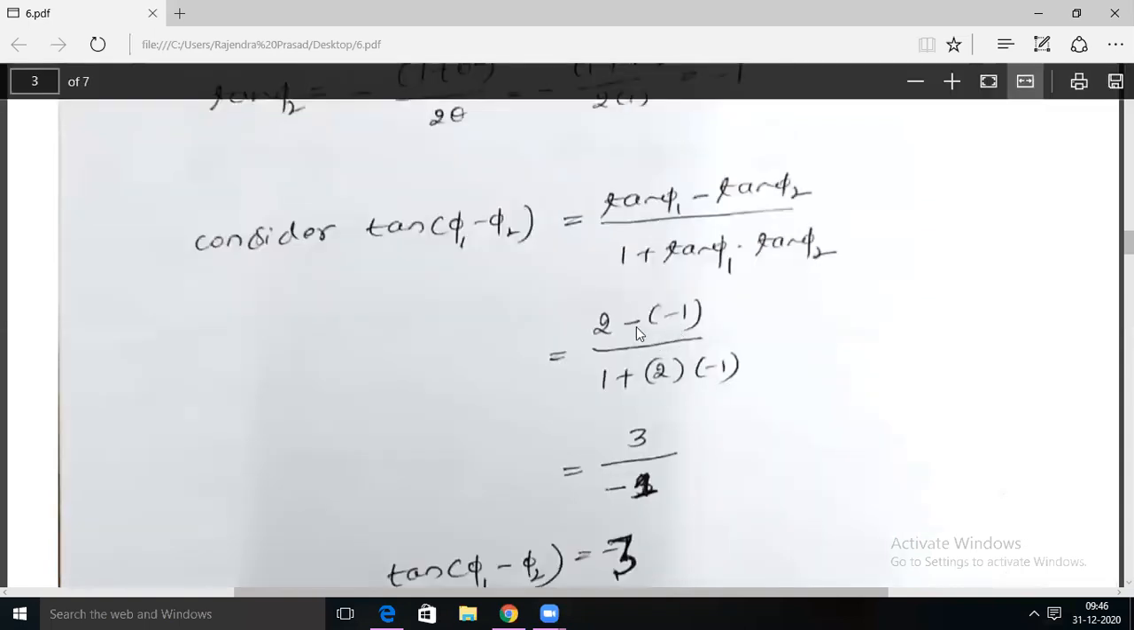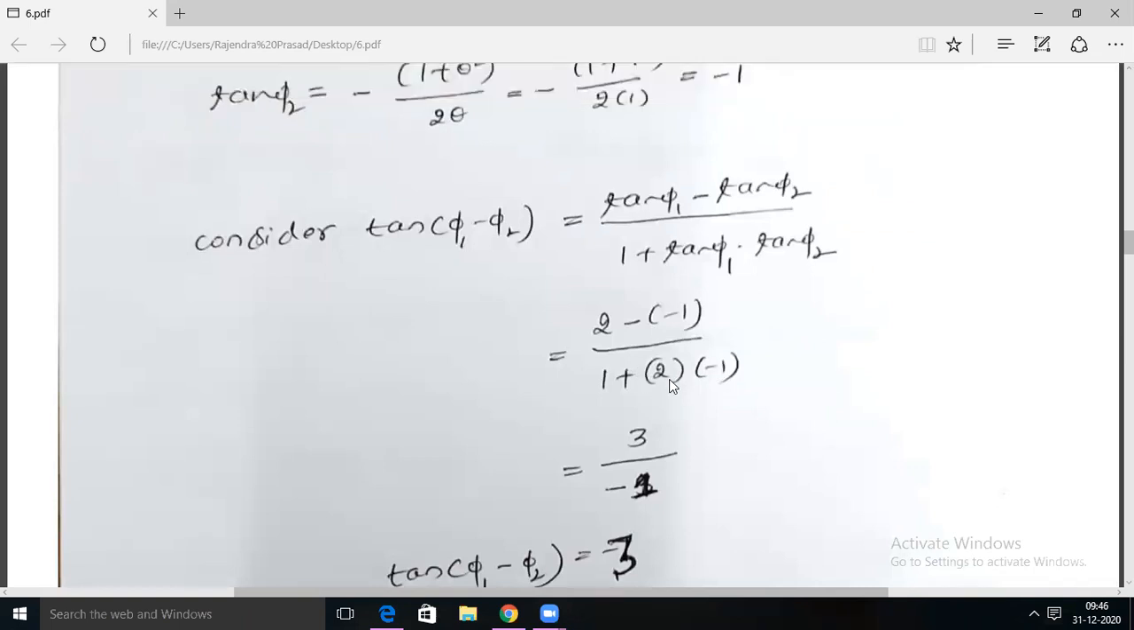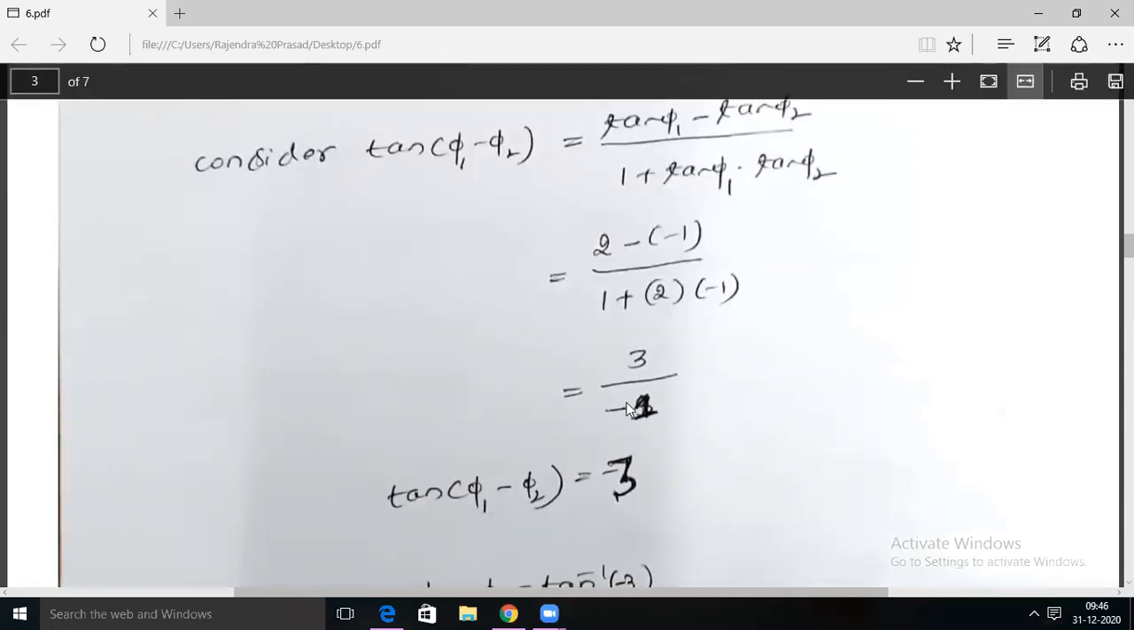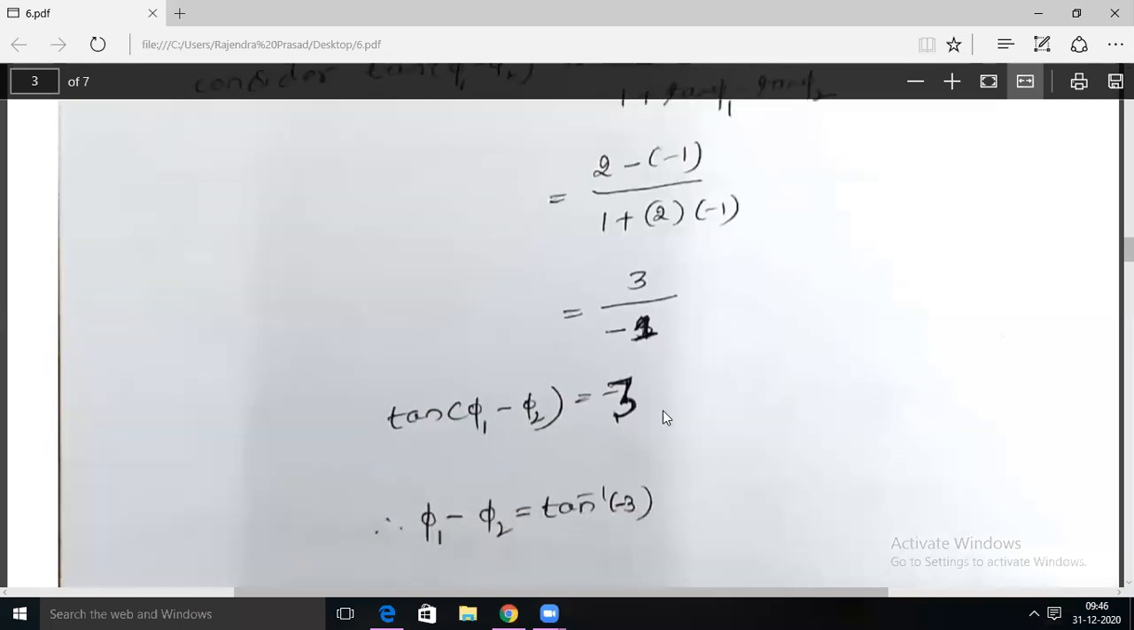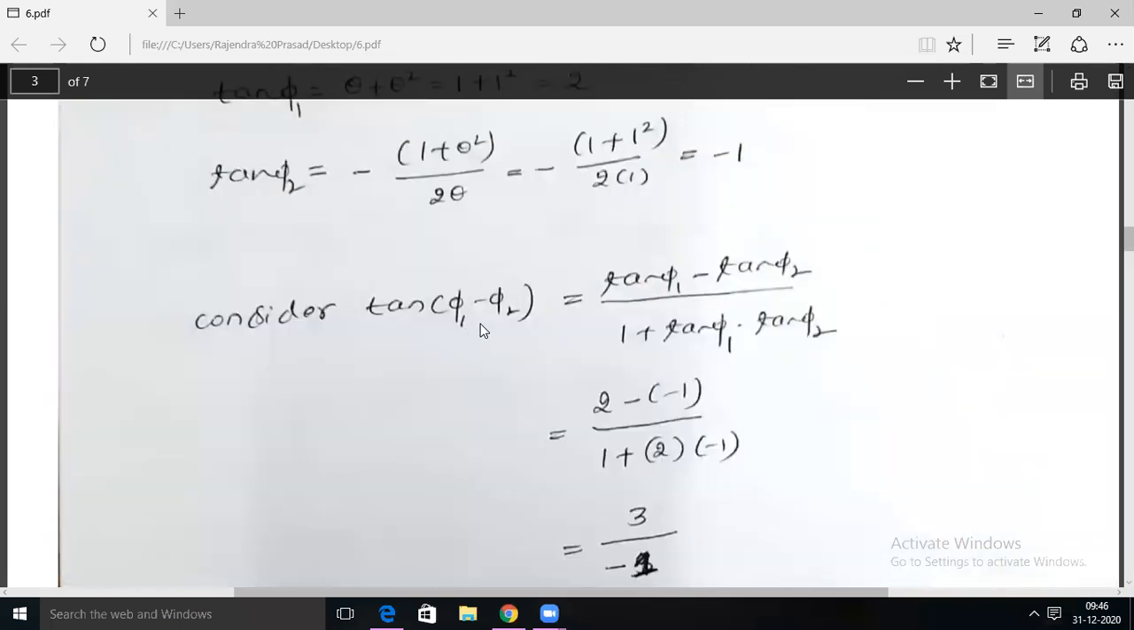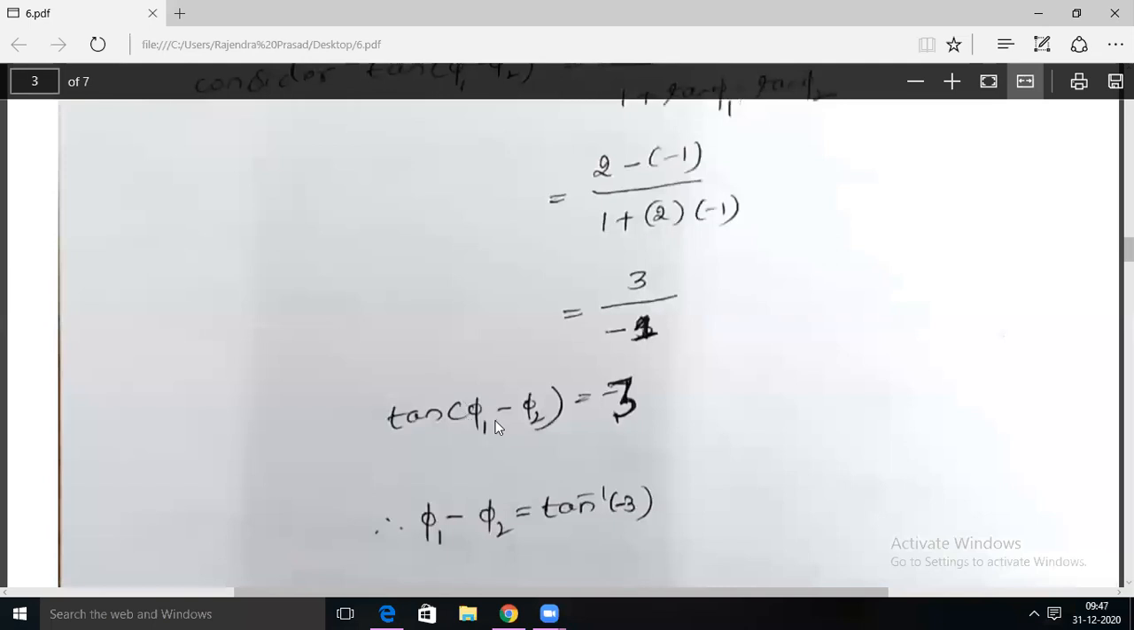Numerator: 2 plus 1, which is 3. Denominator: 1 plus 2 into minus 1, which is 1 minus 2, obviously we get minus 1. So 3 upon minus 1 is equal to minus 3. So this is what tan of phi 1 minus phi 2 is. Tan of phi 1 minus phi 2 is equal to minus 3.